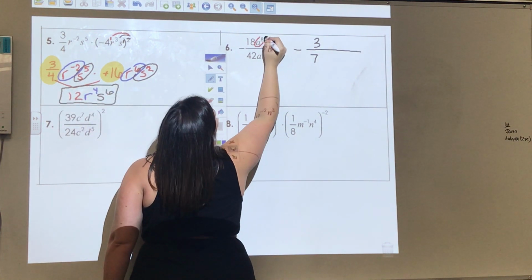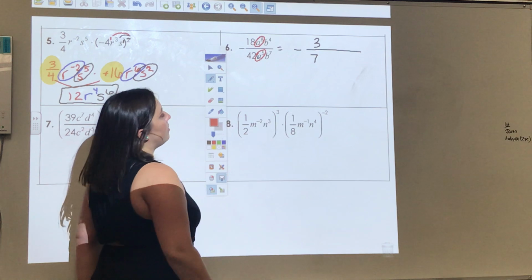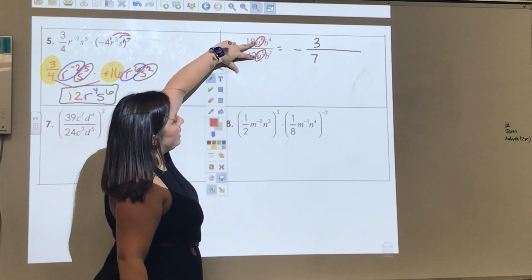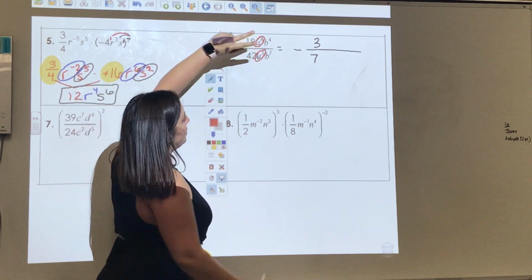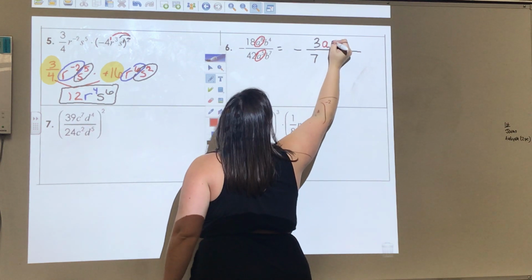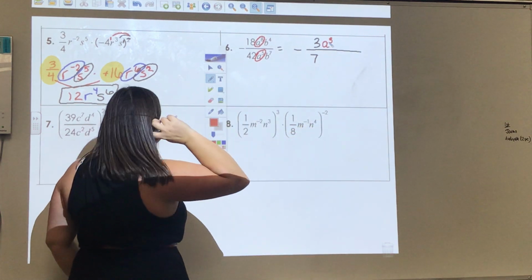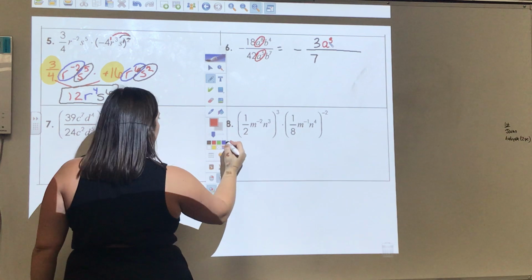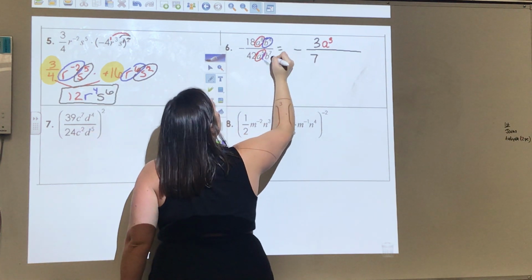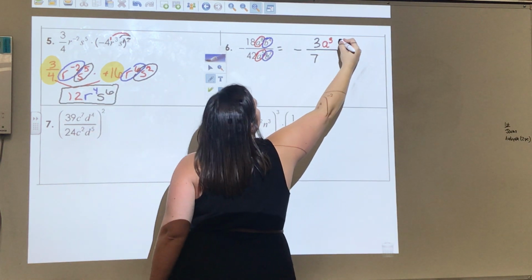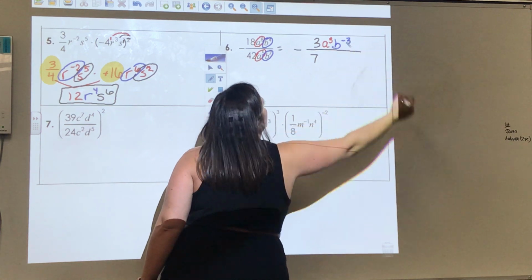Okay, a to the 8th, a to the 5th. We are dividing them, so we're going to subtract. 8 minus 5, good. So a to the 3rd. All right? Now we got b to the 4th and b to the 7th. Subtract. 4 minus 7 is -3.